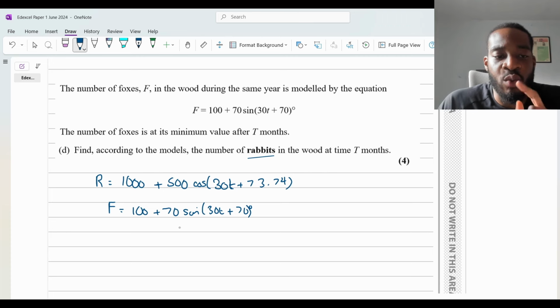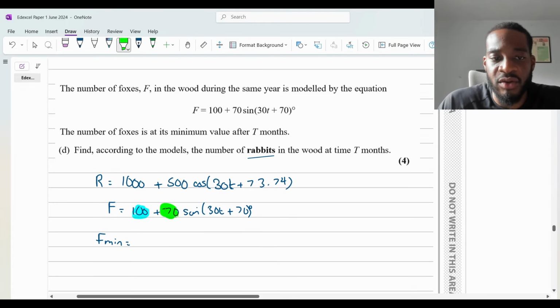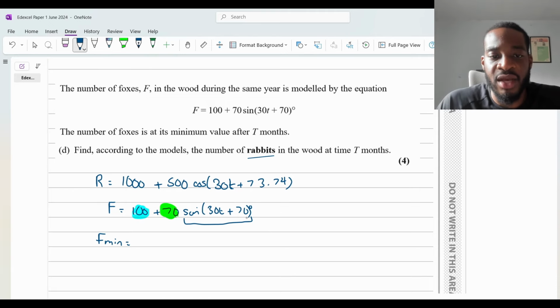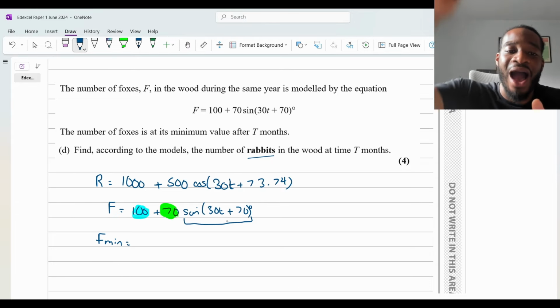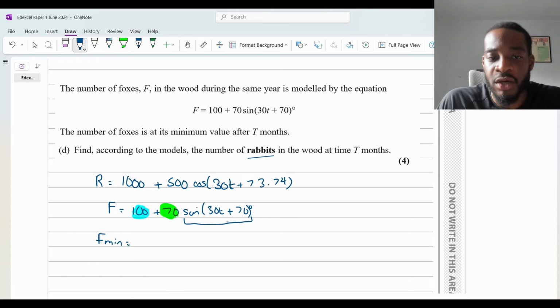Now we want the minimum, the number of foxes at its minimum. We want F min. Now again, just inspect your model. This is a constant, so is this one, 100 plus 70. Where is this going to be at a minimum? It's going to depend on this thing. Again, this is just sine. The argument doesn't affect how high or how low it goes. So we know that this is going to be at its minimum when that is -1.